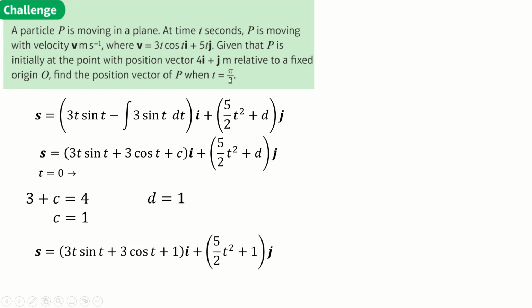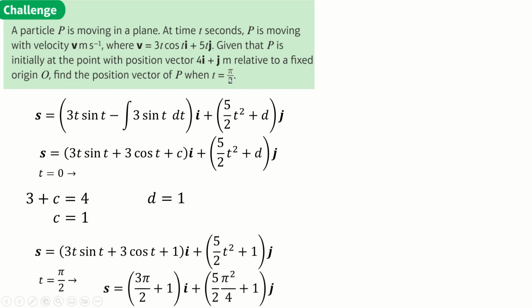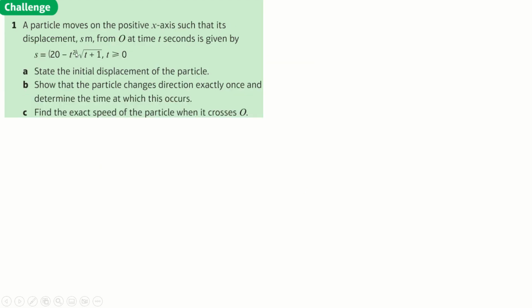And now we just need to put in pi over 2. And we'll get to this answer here. When we multiply that out, we'll get that thing there, and we'll be done with that question. Next question, then, we have displacement given like this. State the initial displacement. So we just put t as 0 in, obviously, and it just becomes 20.